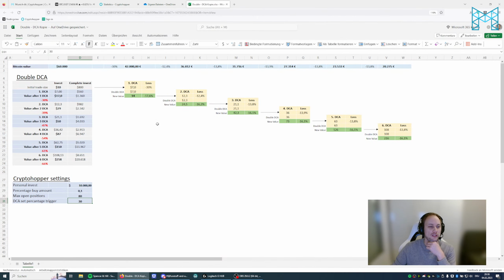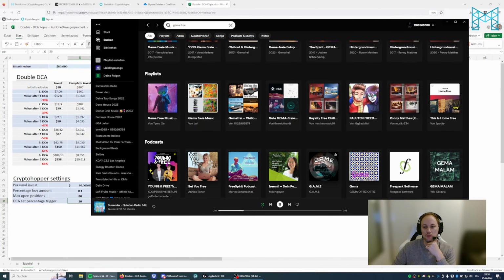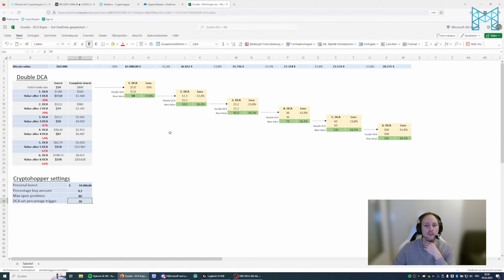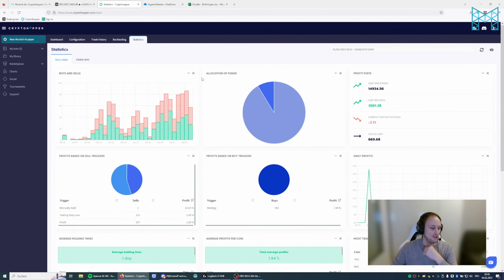And I've also created a DCA table. I will later explain a bit. For this DCA table, I will also explain what the special functions are and how to use it in combination with the CryptoHopper. Another topic is the bot configs. We will talk about CryptoHopper and see how we can adjust the CryptoHopper config.